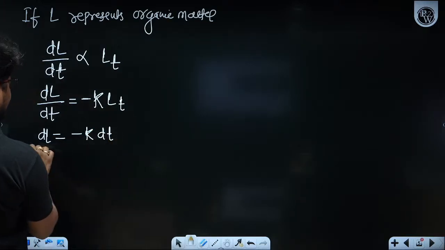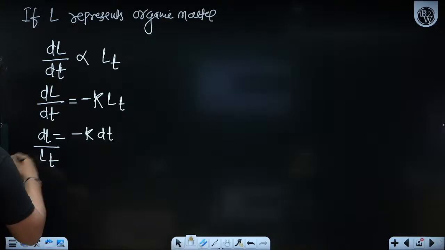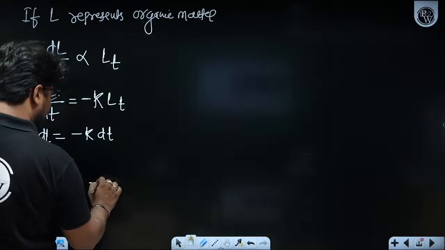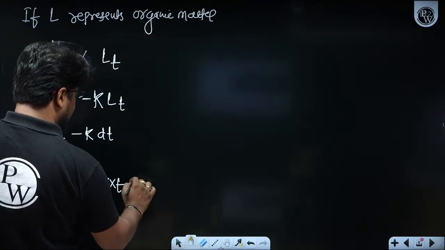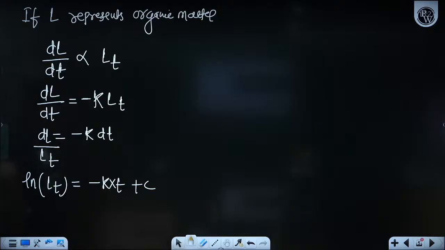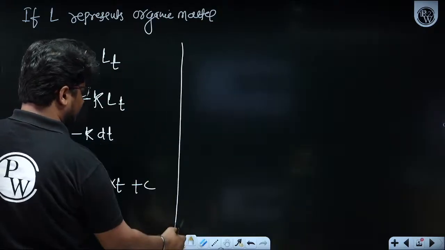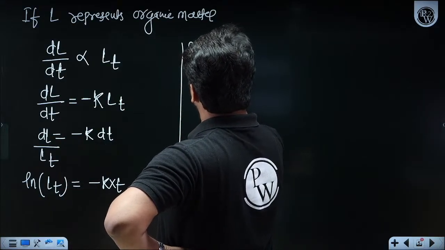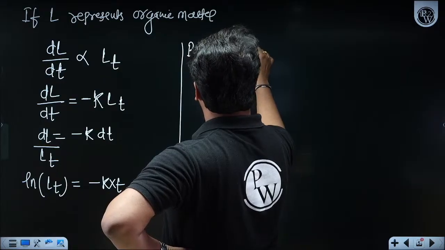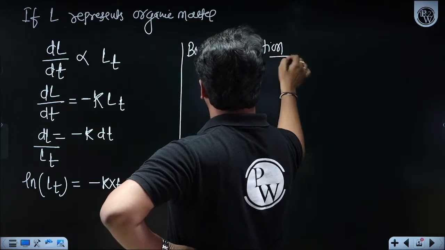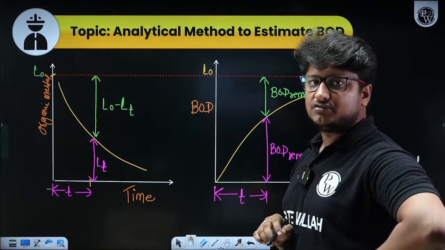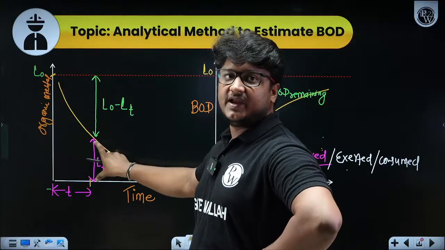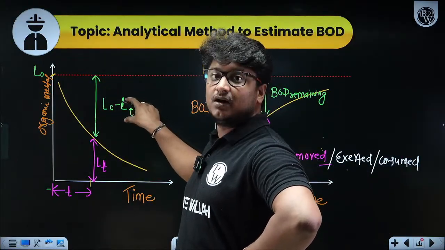So dL divided by Lt equals minus K into dt. If you integrate both sides, you will get ln Lt equal to minus K into t plus some constant C. Now I have to find out this constant value, so I have to use some boundary condition. What boundary condition can you suggest? We know that it is already given in the diagram and in the discussion also. When your time is 0, your Lt will be equal to L0. Lt is the remaining organic matter. L0 minus Lt is the organic matter removed.